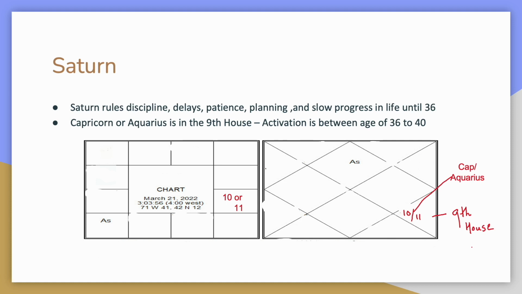Saturn by that time would have taught you enough lessons that you know how to handle the energy of Saturn. You know how important hard work is in life. Before that, you might be running after shortcuts, but now at the age of 36, you have understood the agenda of Saturn well. So Saturn gives its results from the age of 36 to 39. It becomes fully active by the age of 39.